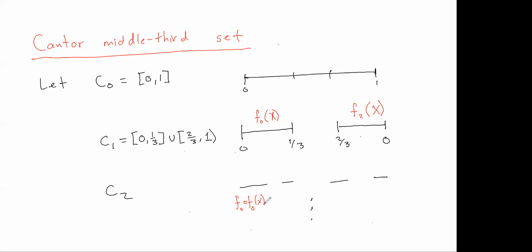What about this one over here? It's not a very good drawing; these two should have the same length roughly. So this should have length 1/9 and length 1/9. This also should be the composition of two maps. But in which order should they be? 0, 2 or 2, 0 or?